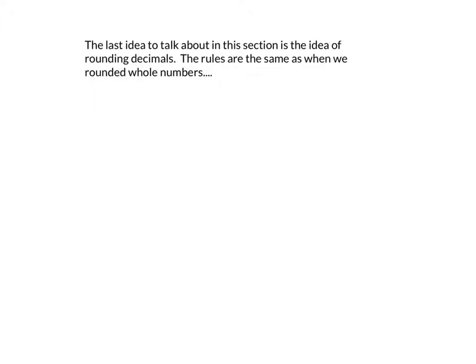The last idea to talk about in this section is the idea of rounding decimals. The rules are the same as when we rounded whole numbers. Let's say that you were given the number 5.842 and you were asked to round this to the nearest tenth. I would underline the tenths place, which is an 8, and I would put an X over the place value just to the right of it. Since that is a 4 underneath the X, I'm not going to do anything with the 8, and I'm going to leave it the same, so my answer is just 5.8.